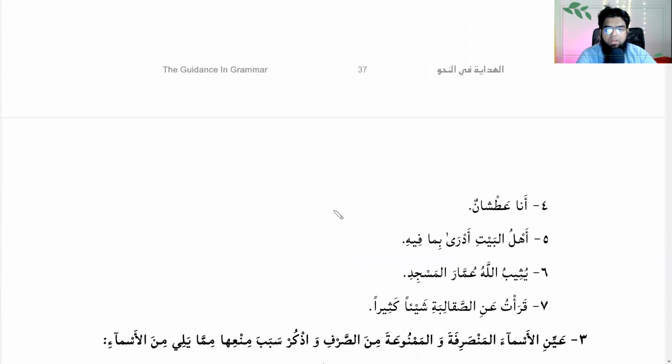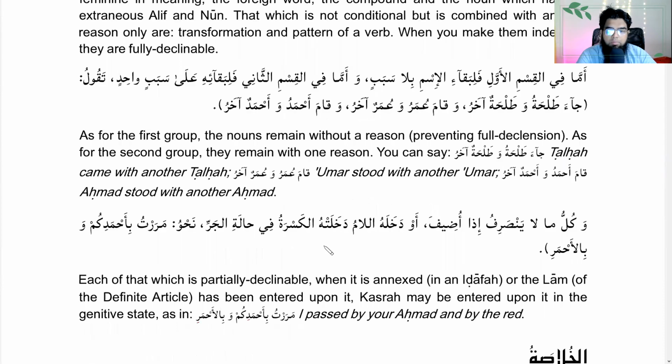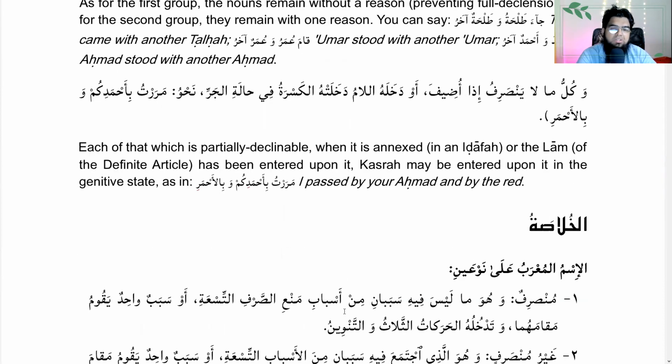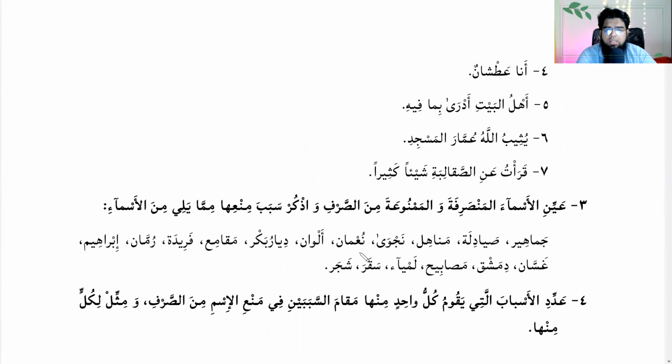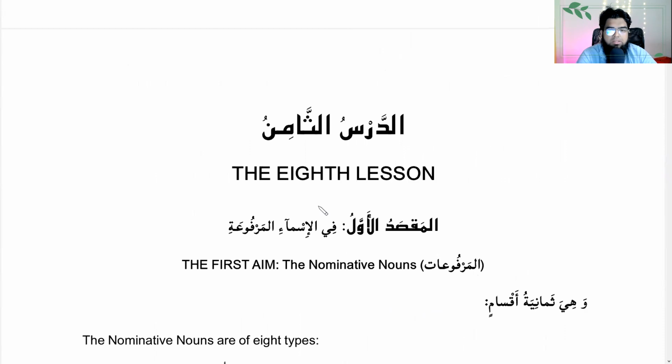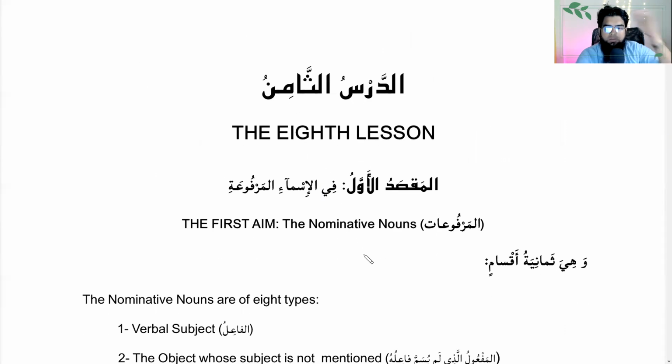Last time we talked about the signs, partially Ghair Munsarif. What are the reasons of Ghair Munsarif? We learned about Adl, Wasf, Taneeth, Ma'rifa, Ujma, Jama, Tarkib, Waznul Fa'il, Alif, Nun, Ziyadatan. Anything having these things will be a diptote. Now he'll talk about marfu'at.